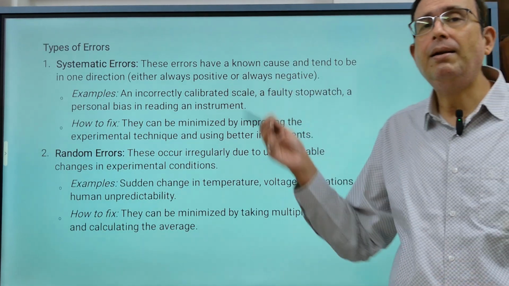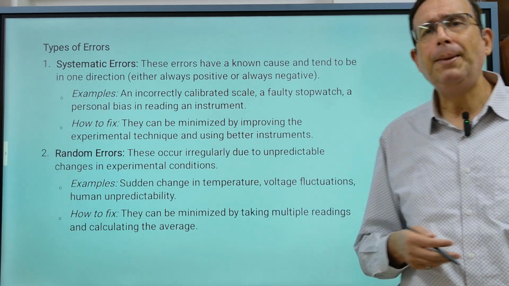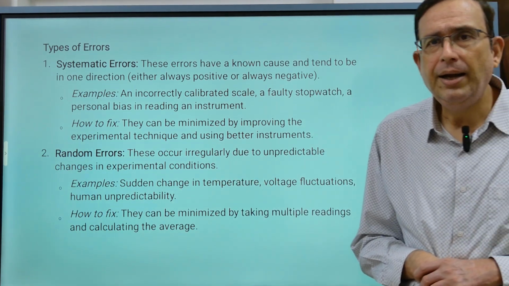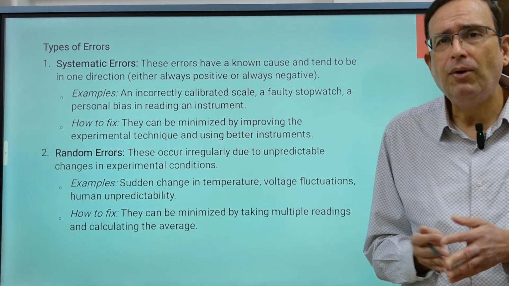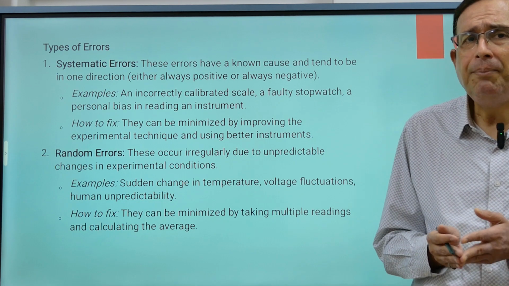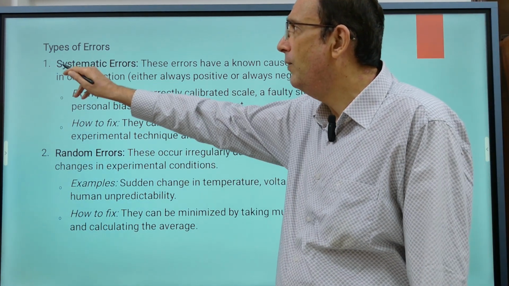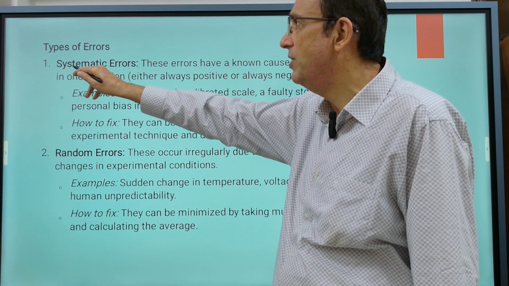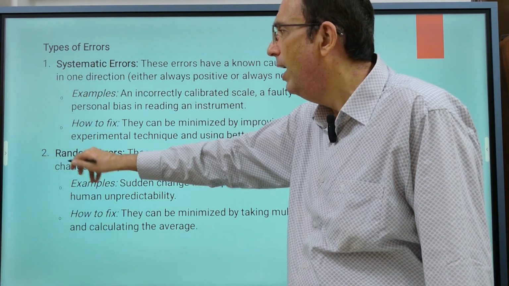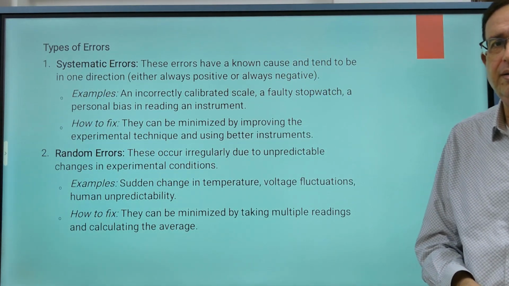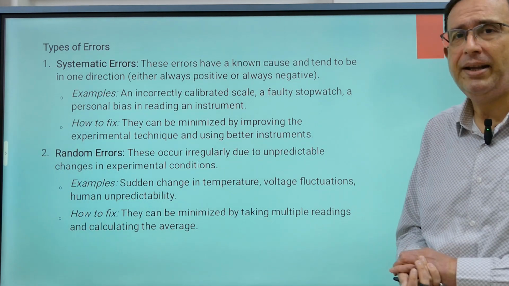So when we are measuring, there are different types of errors, and when we are working in the lab, you can say there are two types of errors when we are talking about some measurement. One is called the systematic error, and the other one is called the random error. So what are systematic errors?